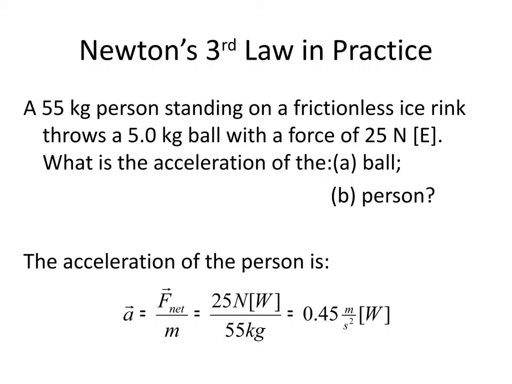For the person, you'll notice that the magnitude of the force we use is the same, except that the direction is different. The reaction force is the force that the ball exerts on the person. So instead of being to the east, now the force is to the west. The person's mass is considerably greater than the mass of the ball, so the acceleration turns out to be lower for the person. And their acceleration is to the west.